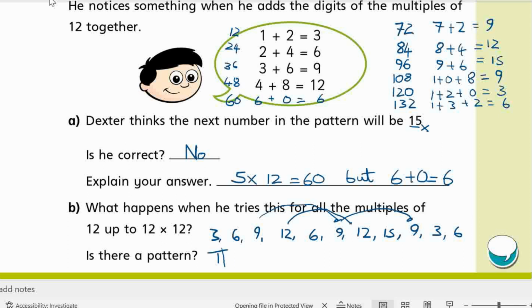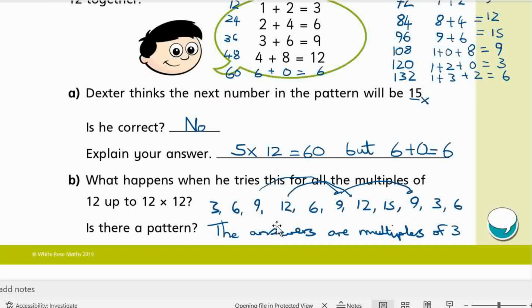So you can say the answers are, sorry about my handwriting, multiples of 3, but there is no pattern, but maybe you find one, I don't know. I didn't find one. There is no pattern. Okay, that's what I would write, but maybe you word it differently. Like you said, random, which is fine.